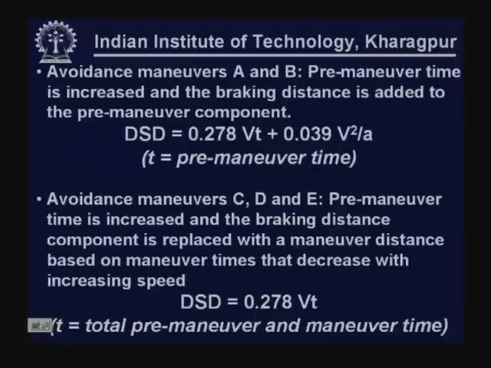So, essentially in this case DSD is 0.278 V into t, but do remember that this t is the total pre-maneuver plus maneuver time, as discussed.